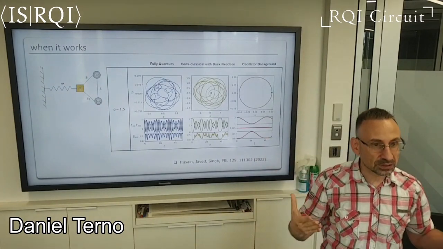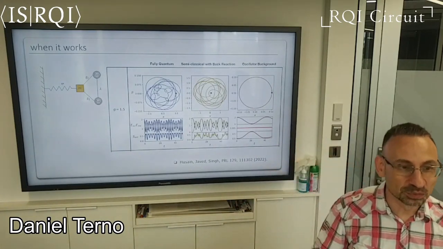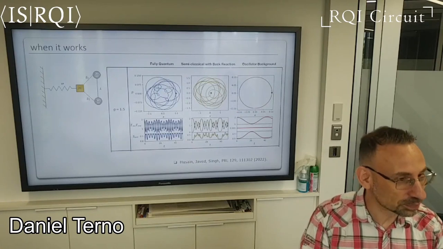So yes, that's one of the issues. It works until it doesn't. And it would be nice to have good indicators that will tell us, guys, please stop before things blow up.